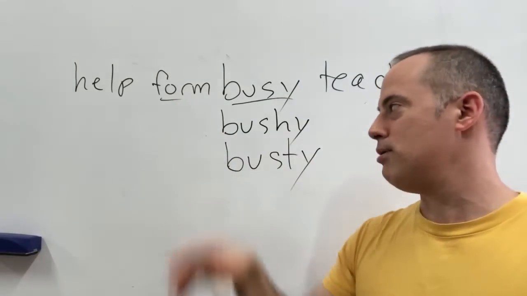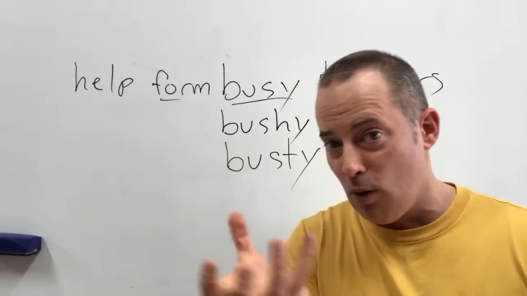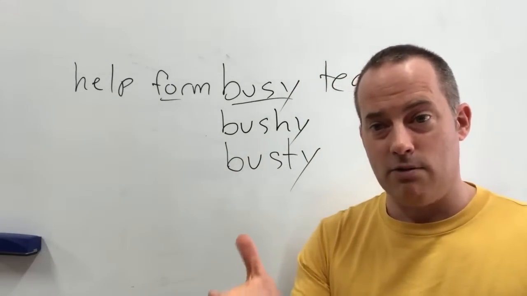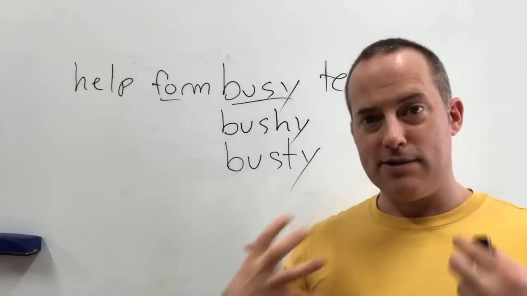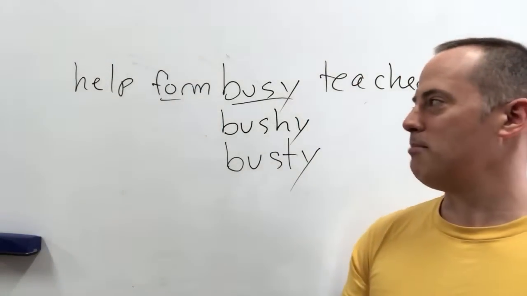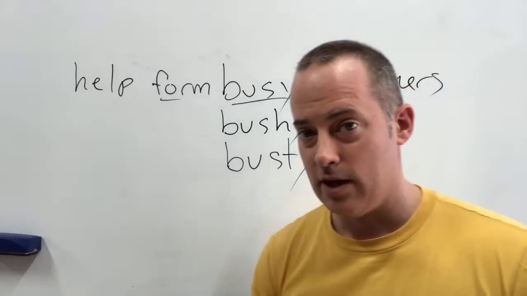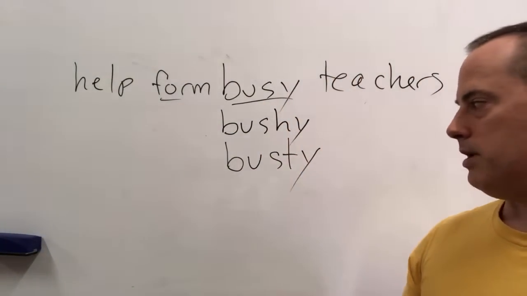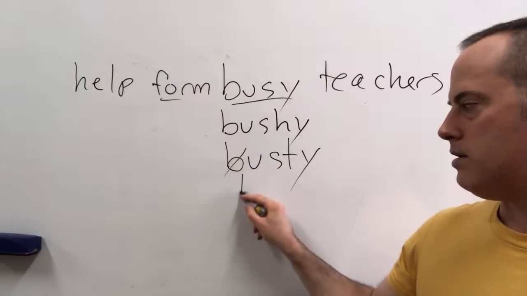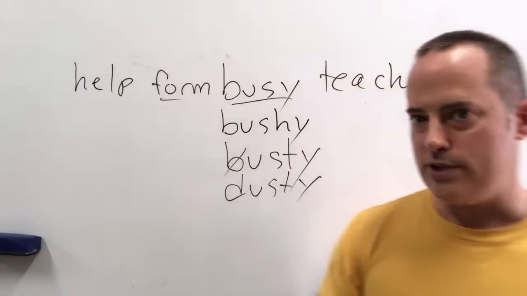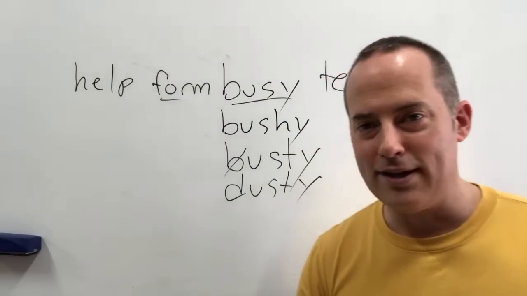Or we want to make bushy teachers. Or we want to form busty teachers. Like imagine a factory where they're making busty teachers, you know. Help form busty teachers. Or you could have a dusty teacher as well. If we want to manipulate this, we change the B to a D, and we have dusty. We change it again. Ooh, look at that, another one.